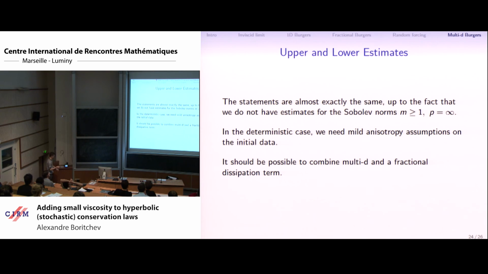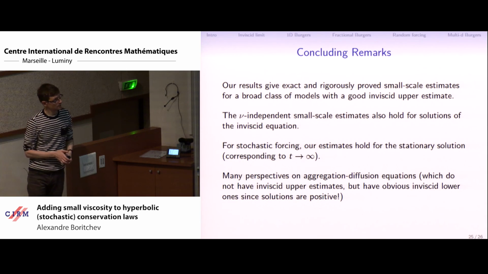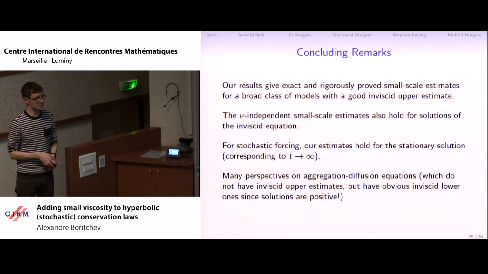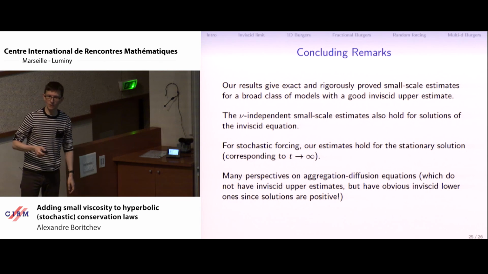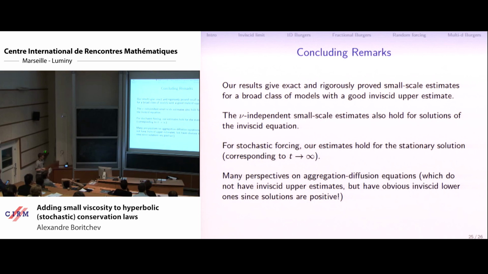So now let me conclude. So we have exact and rigorous small-scale estimates. It's a broad class of models, where we have an inviscid upper estimate, so variations on the Oleinik estimate. As I said, in the small-scale estimates, you have no dependency on nu. The only dependency on nu is the range of validity of the estimates, but actually the smaller nu, the larger the range where the estimates are valid. So you can make nu go to 0, the estimates are still there.